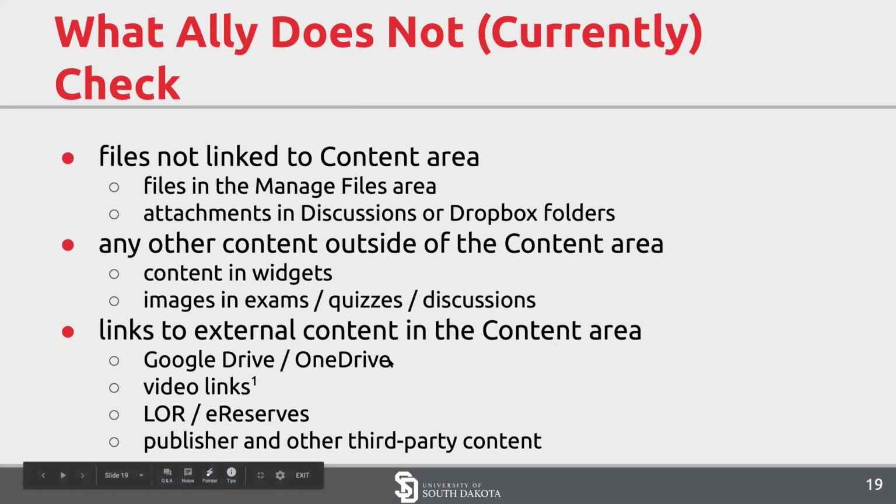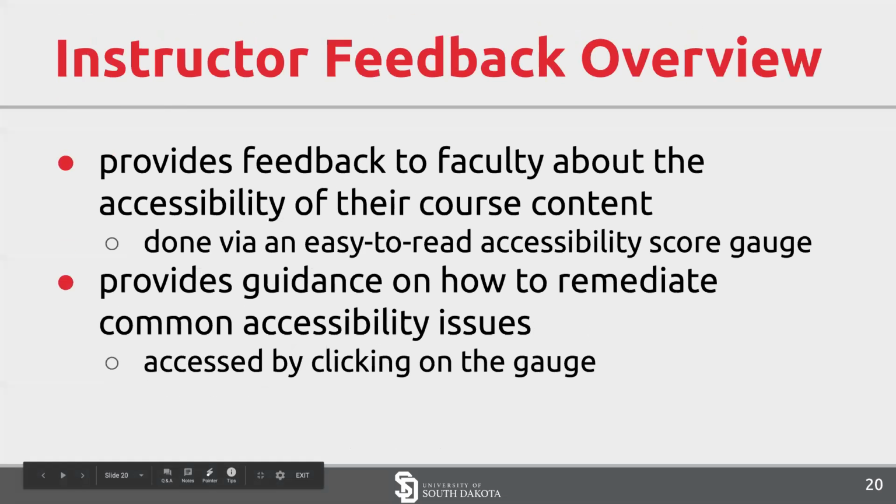Okay, so now that we know what it does check versus what it doesn't check, let's dig into what it does check and what we can do to address common issues here. This area of Ally is called the Instructor Feedback. It provides feedback to faculty about the accessibility of their course content, and it's done with a pretty easy-to-use score gauge. We'll take a look at that again here in just a second.